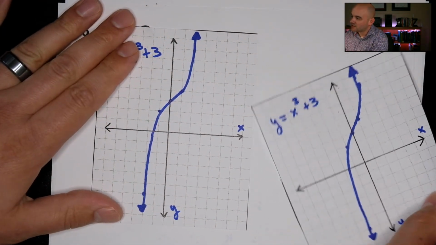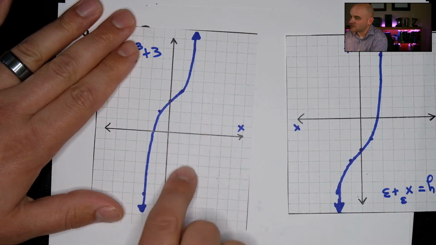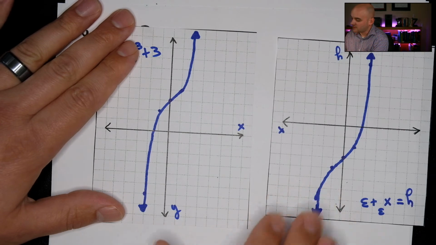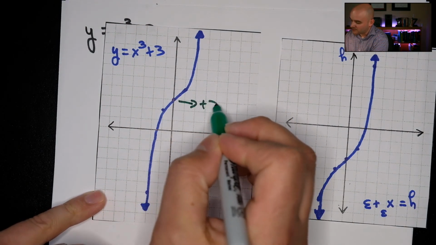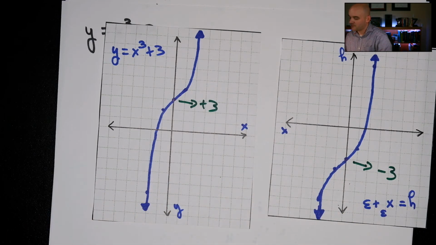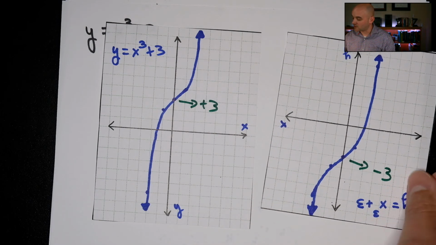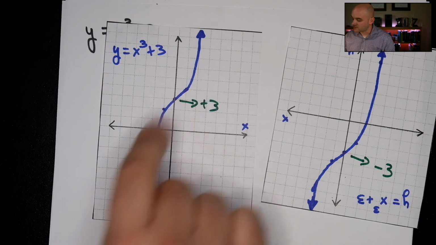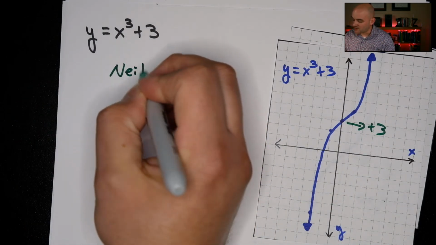If I were to take and turn this 180 degrees, does it look exactly the same as this one? And in this case, it doesn't, because notice this one crosses at positive 3, and this one right here is crossing at negative 3. So it's not the same. So it's not even, because when we fold it in half, it doesn't match up. And it's not odd, because when I spin it 180 degrees, it doesn't cross at the same spot. So this one is neither odd nor even.